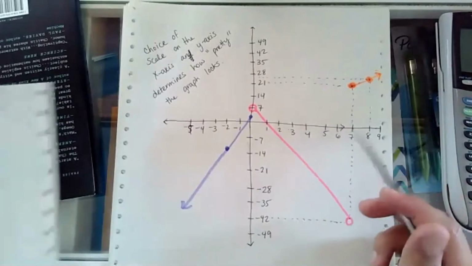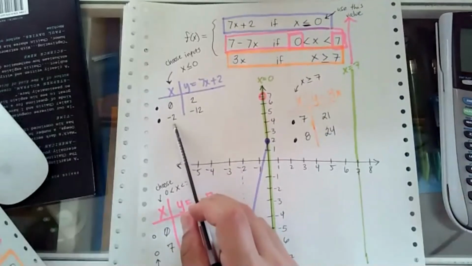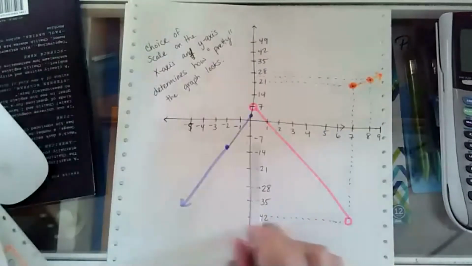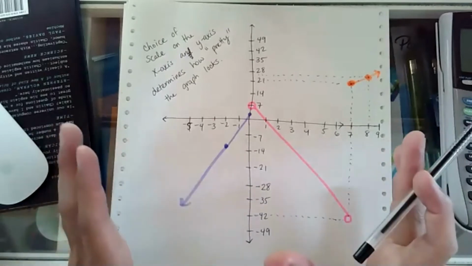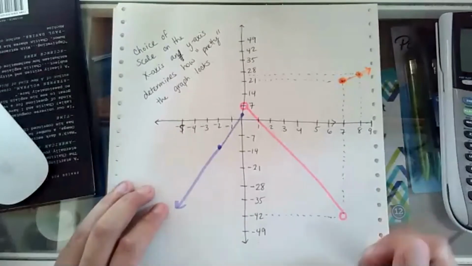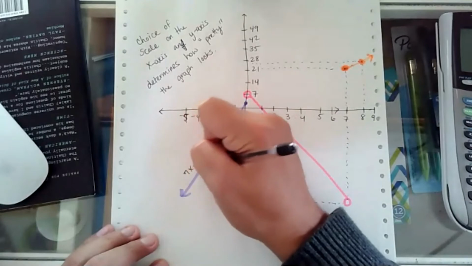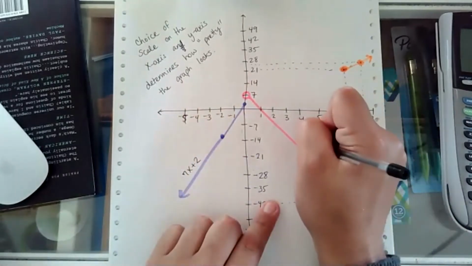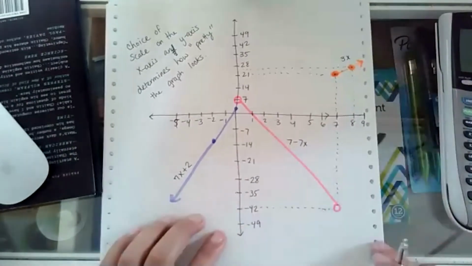If your input values are spread out, which all of our input values were sort of between negative 2 and 8, then that tells me that I could have counted by 1s or 2s, and just finding a good set of input and output values for the scale, just so we can get a nice picture. But this equation is based on that 7x plus 2. This part of the graph is based on the 7 minus 7x. And this part of the graph is based on 3x.